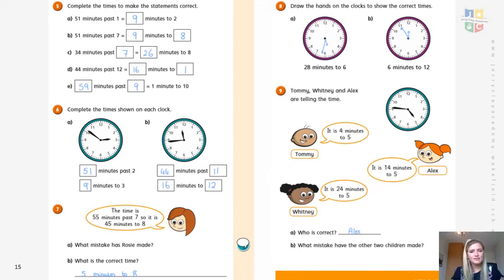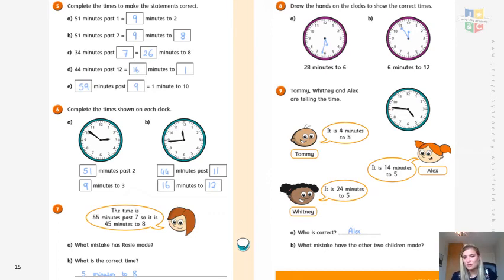For number 7, the time is 55 minutes past 7, so it is 45 minutes to 8. What mistake has Rosie made, and what is the correct time? So again, if you're thinking, right, well, there's 60 minutes in an hour. If I've already had 55 minutes, there's only going to be 5 minutes left. So it would be 5 to 8, not 45 minutes to 8.